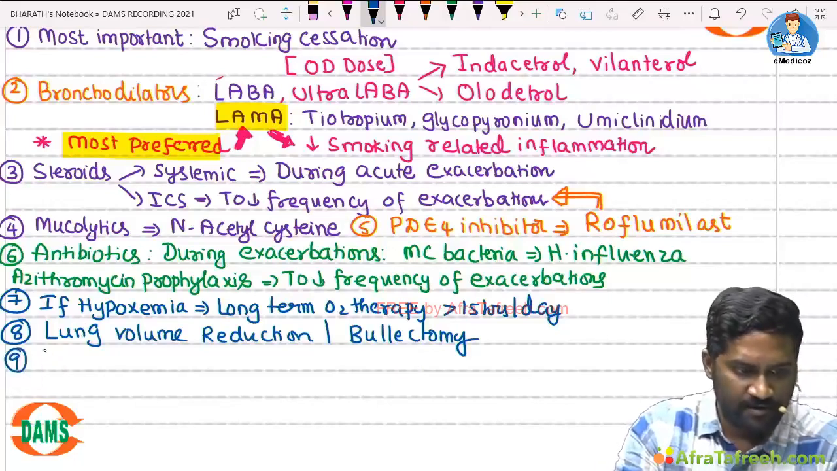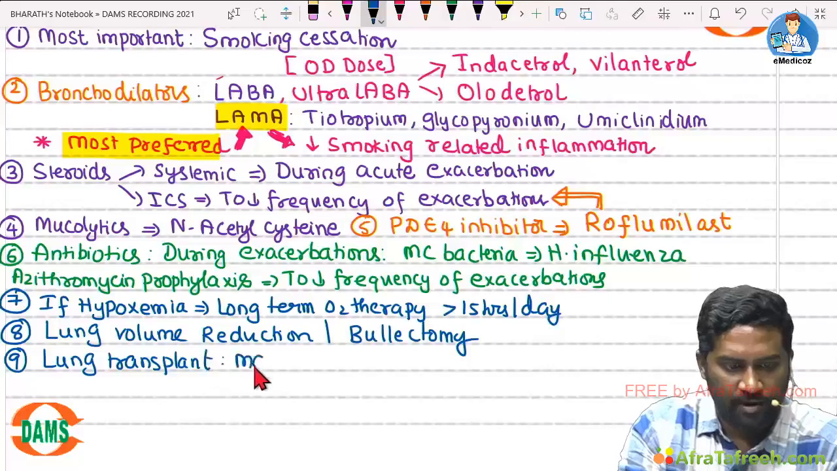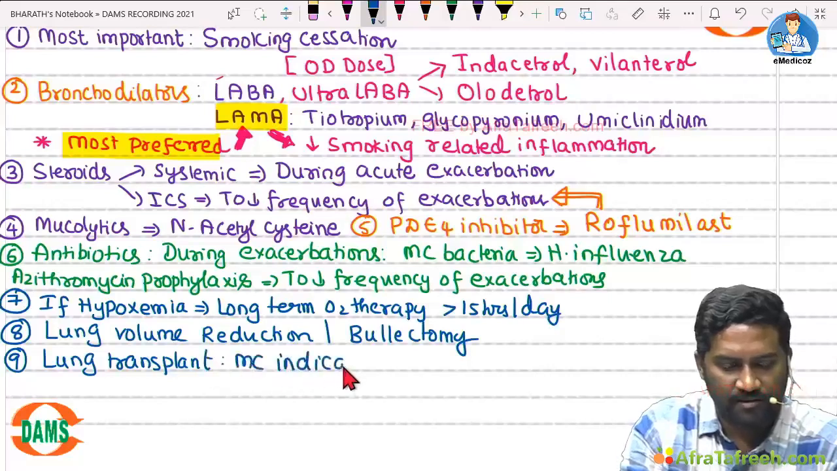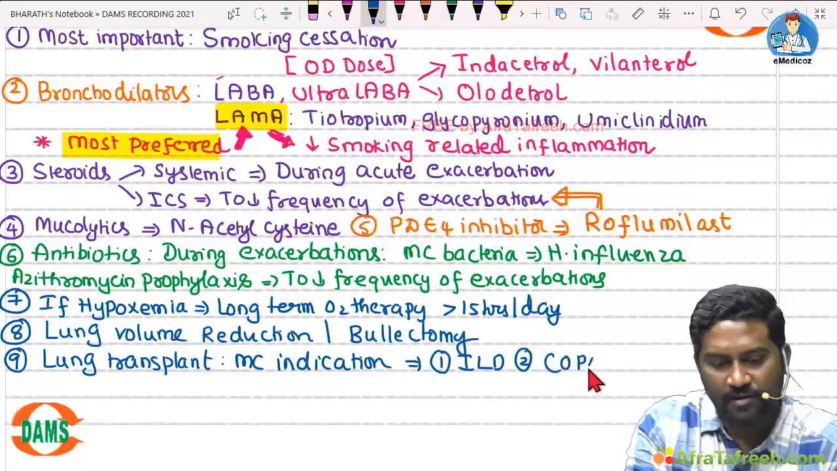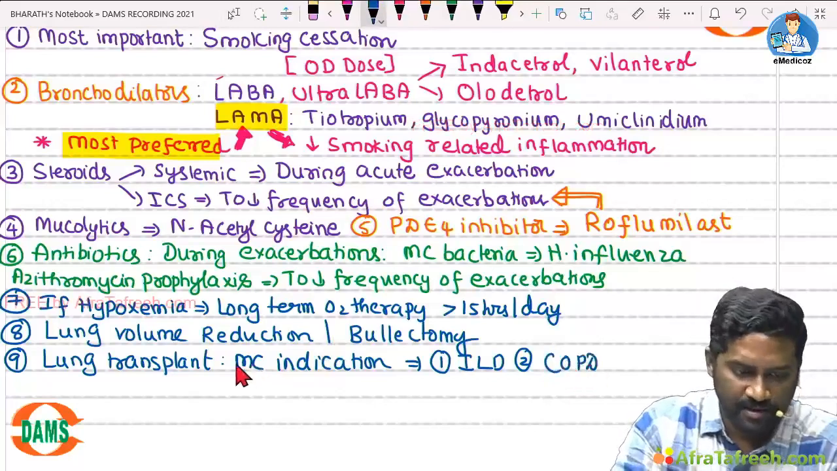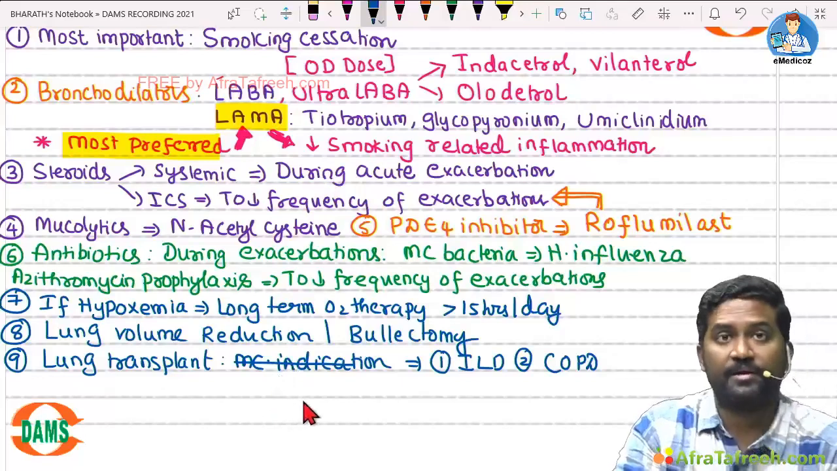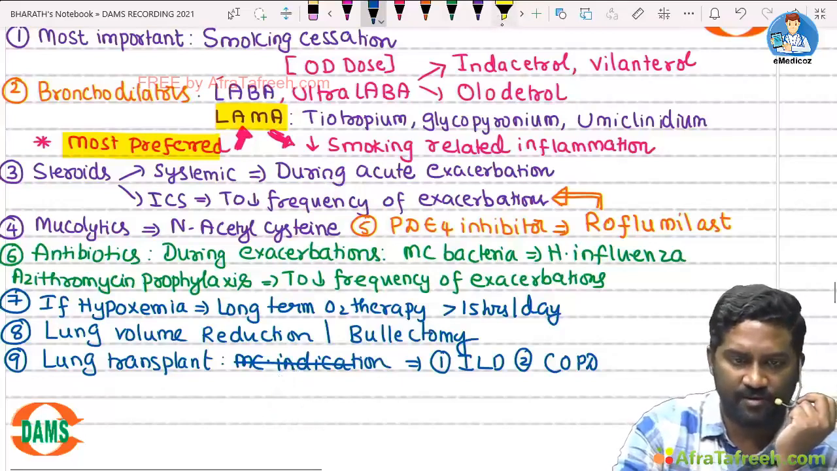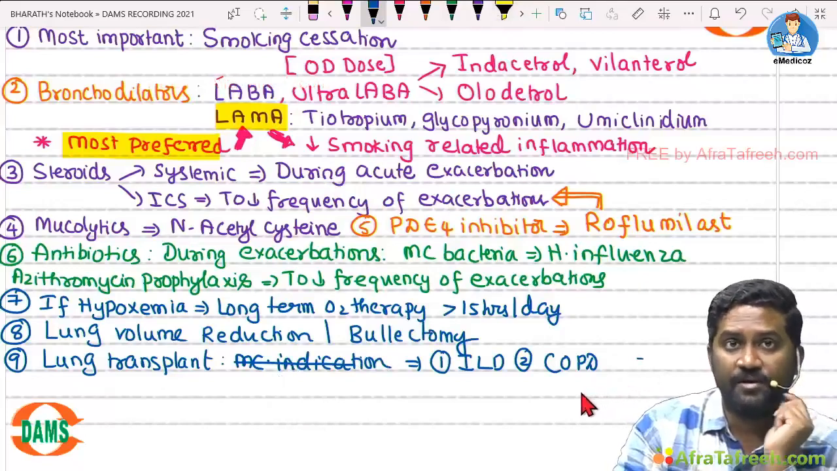If everything fails, this patient is a candidate for lung transplant. As of now, most common indication for lung transplant worldwide: first indication is ILD, second will be COPD. Most common indication for lung transplant, students, is ILD. Second will be COPD.